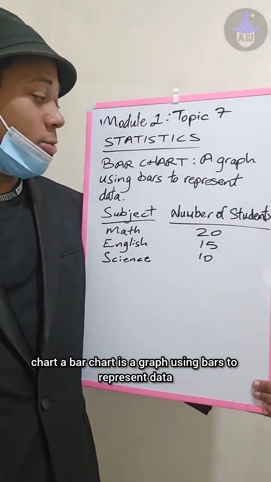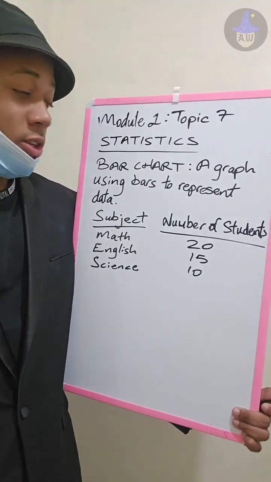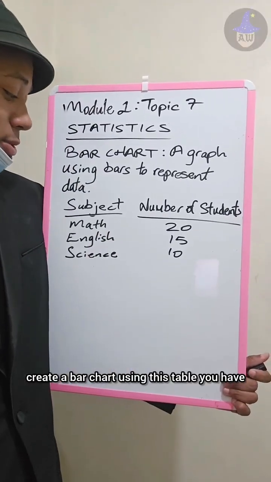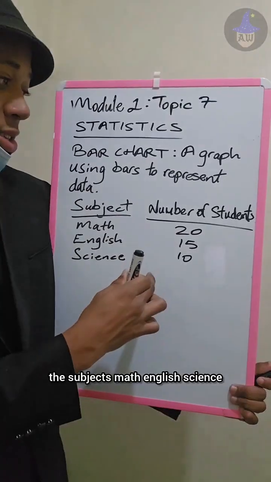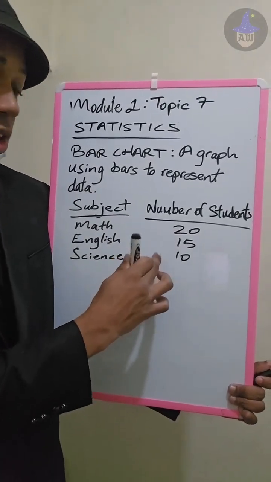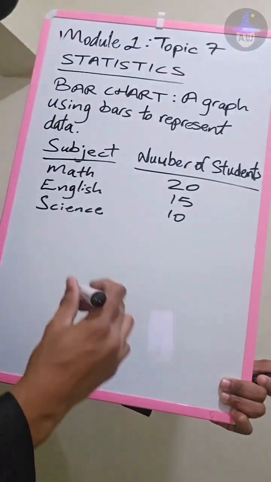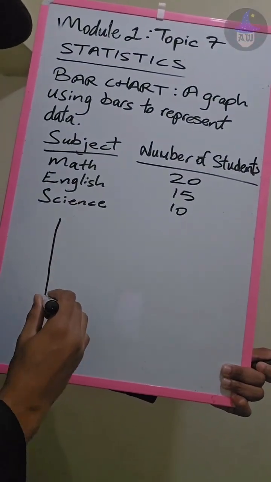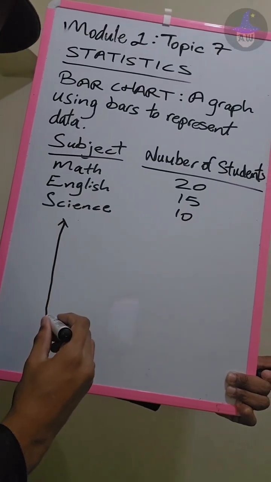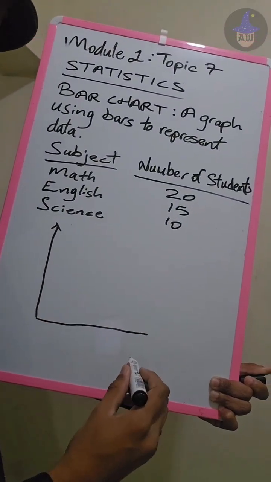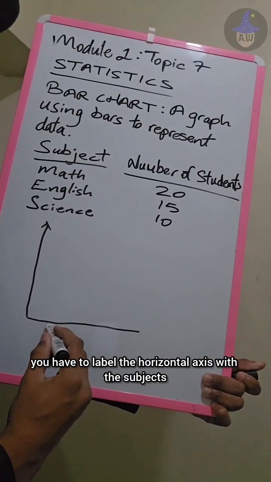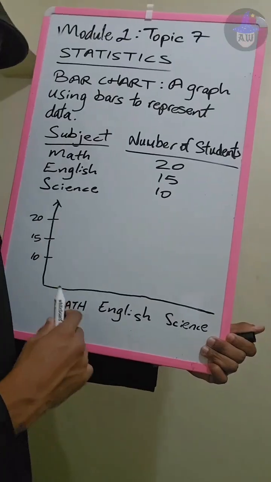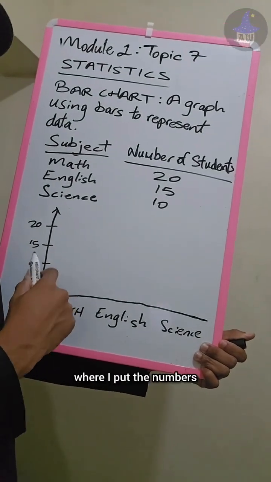A bar chart is a graph using bars to represent data. So, question. Create a bar chart using this table. You have the subjects math, English, science, and the number of students 20, 15, and 10 respectively. So to create the bar chart, you create a vertical axis and horizontal axis. You have to label the horizontal axis with the subjects.